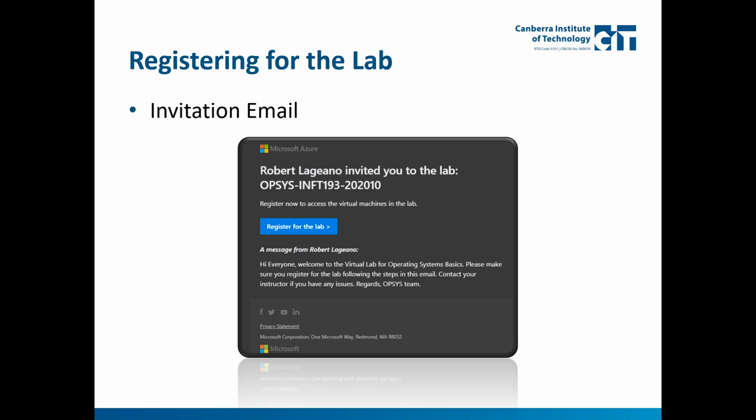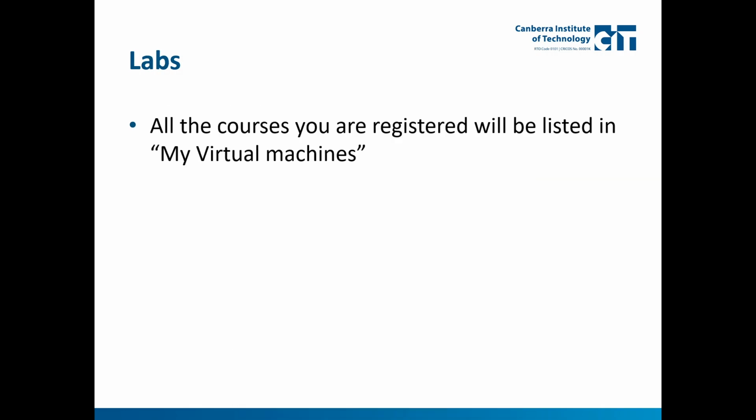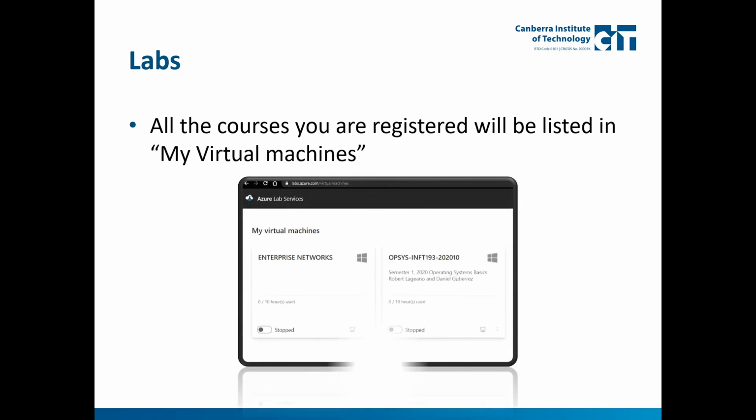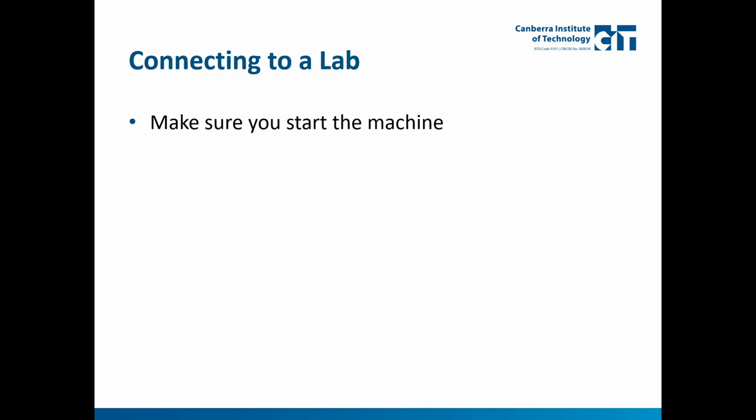Once you receive the email from either Daniel or me, you should receive a message like this one. When you click to register for the lab, you should have a tab for your lab virtual machines, and that's going to show every one of the labs that you registered for. In my case, I have this personal account that I have registered for the Enterprise Networks Lab and the Opsys Lab. So what do I do next?